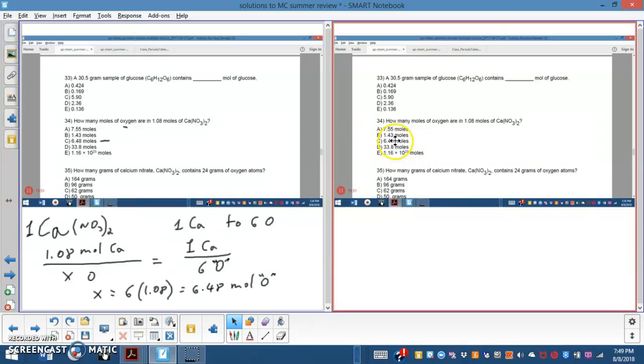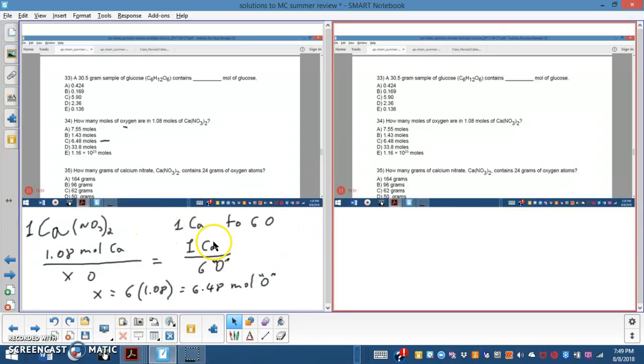So for number 34, they want to know how many moles of oxygens are in that many moles of calcium nitrate. So first of all, if you have that many moles of calcium nitrate, you have to find out how many moles of oxygen you have. That's what the question is asking. For every 1 mole of calcium nitrate, you have 6 moles of oxygen. So for every 1 calcium, you have a ratio of 1 calcium to 6 oxygens. That's what I wrote here, what this means.